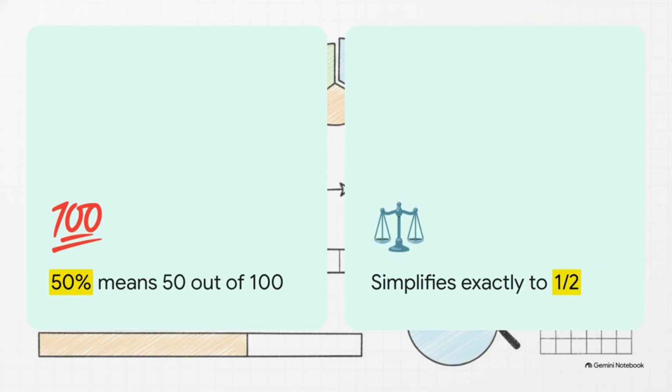Let's do another one just to prove this rule is constant. 50% translates in our heads to 50 out of 100, or the fraction 50 over 100. Now, 50 is exactly half of 100, which means this simplifies effortlessly to 1/2. See? 1/2 and 50% are the exact same mathematical reality. We're just speaking different dialects.